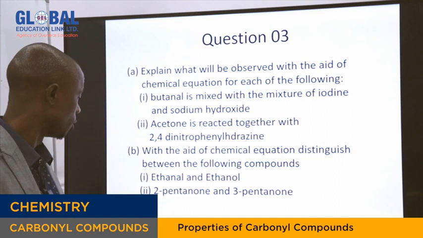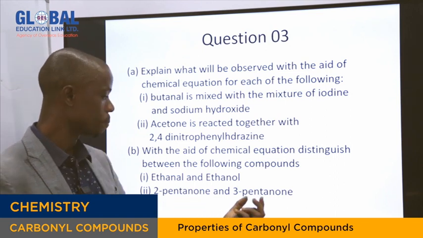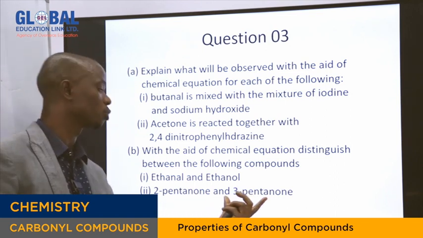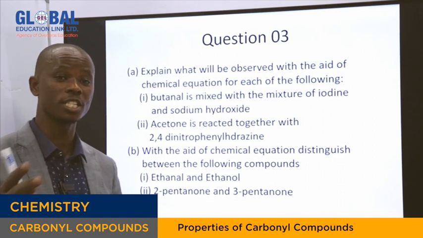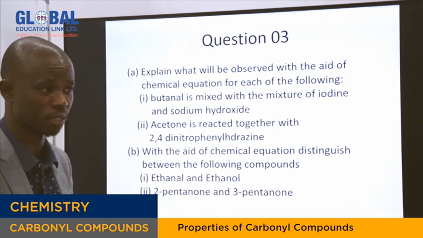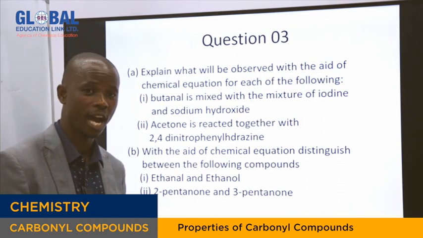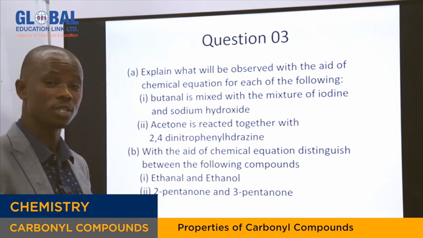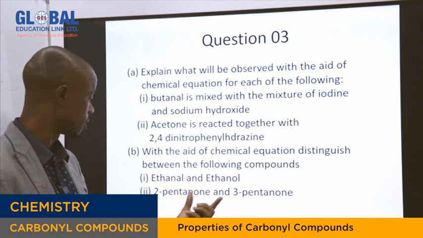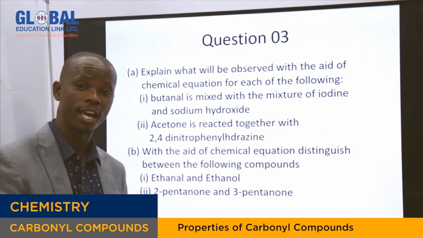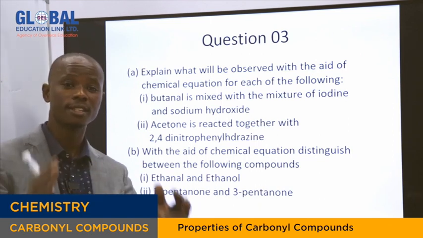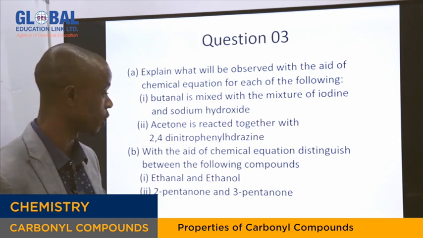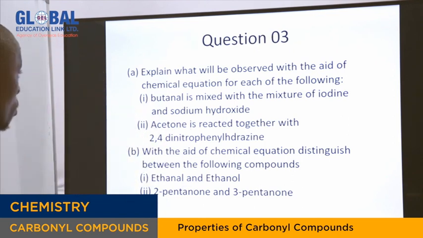There you are. 2-pentanone and 3-pentanone. These are the two ketones. How can you distinguish between ketone and ketone, my dear students? It is very simple. I have given you the alternative way of solving this problem. You can use the iodoform test. You just write the structure of the compound and you see which one contains the terminal methyl group. That one will give positive iodoform test. So you can try to do those questions.